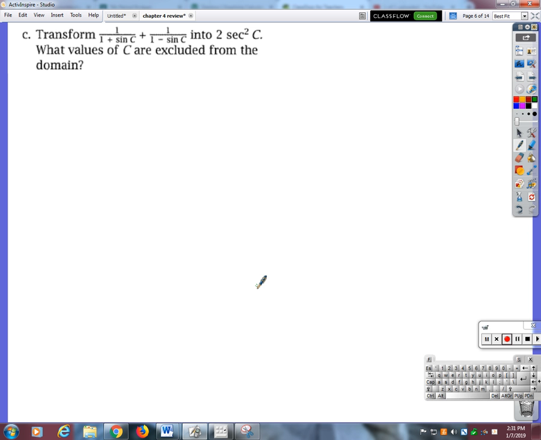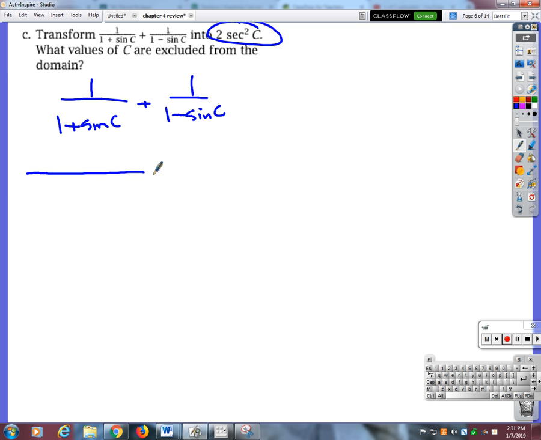All right, so let's do another one. This time let's go 1 over 1 plus sine c plus 1 over 1 minus sine c. And we're going to try and get it into that. Okay? So when you are adding fractions together, how do you go about getting a common denominator? Okay, so I got to put these two together. So this is going to be a big old denominator. I got to make this 1 plus sine of c times 1 minus sine of c. And I got to make this 1 plus sine of c times 1 minus sine of c.